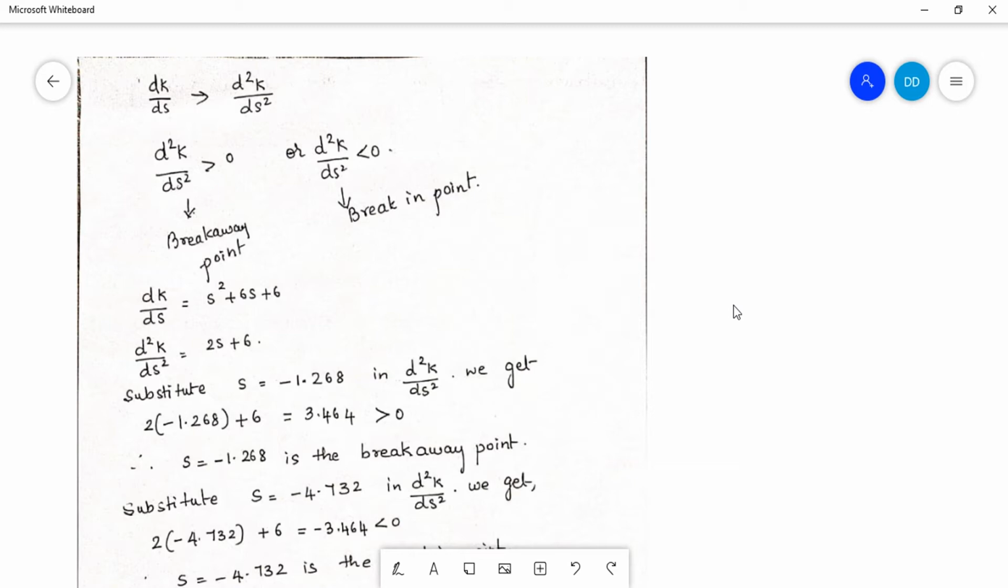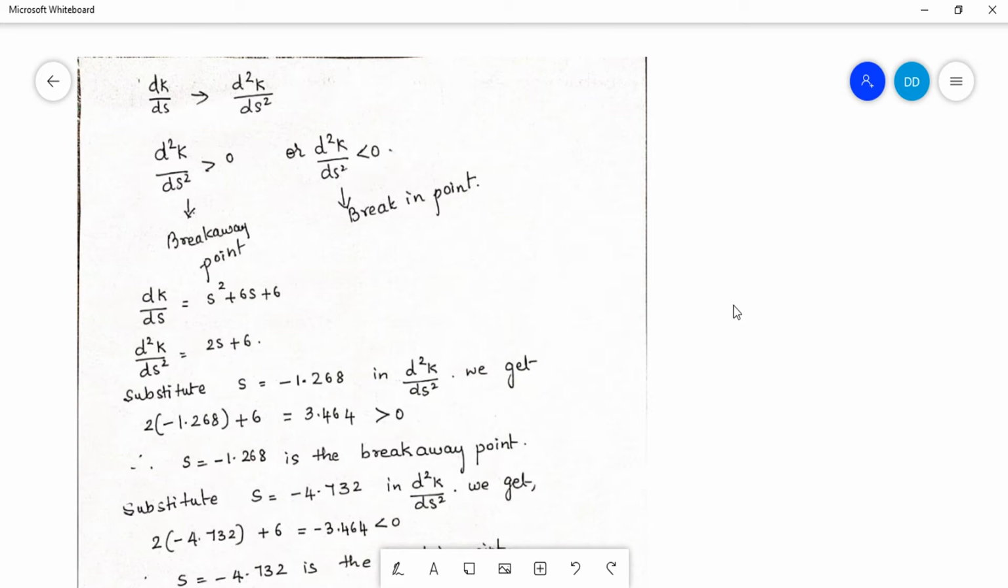Now substitute the s values we have got, that is, the roots. So s is equal to minus 1.268. Substitute it in d square k by ds square. So we get a positive answer, which is 3.464, which is greater than 0. That means our s equal to minus 1.268 is the breakaway point.